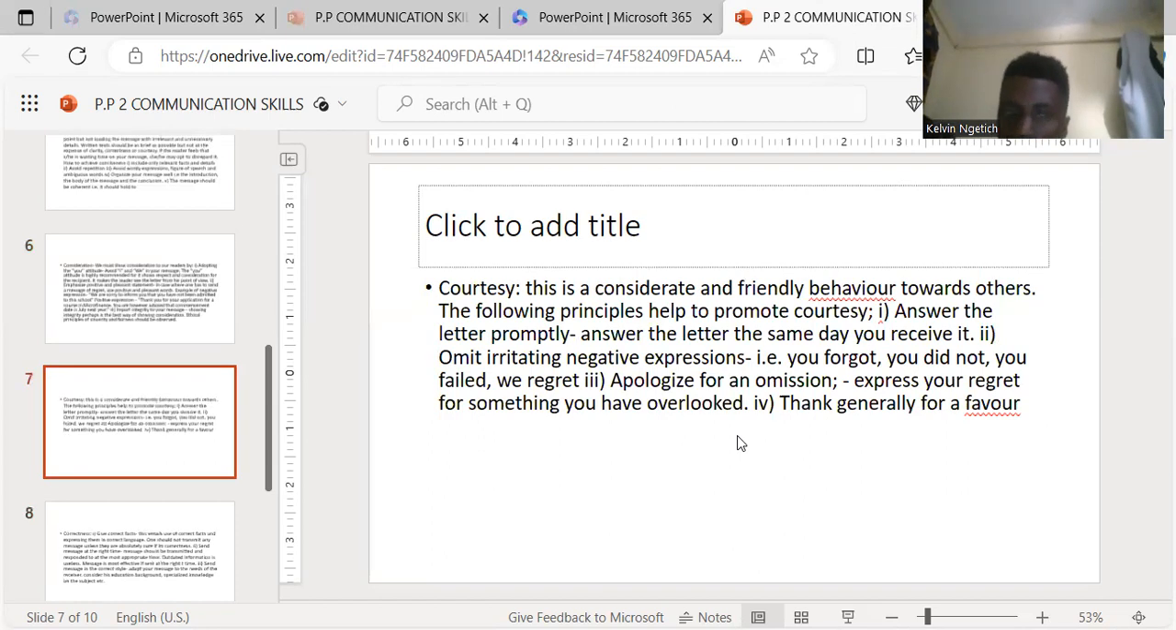Number one, answer the letter promptly. It should be answered the same day you receive it. Number two, omit irritating negative expressions, for instance: you forgot, you did not, you failed, we regret. Number three, apologize for an omission. Express your regret for something you have overlooked. Number four, thank generously for a favor.